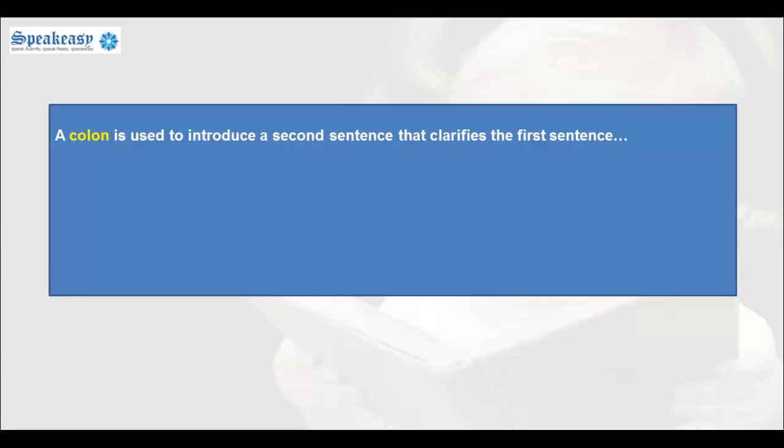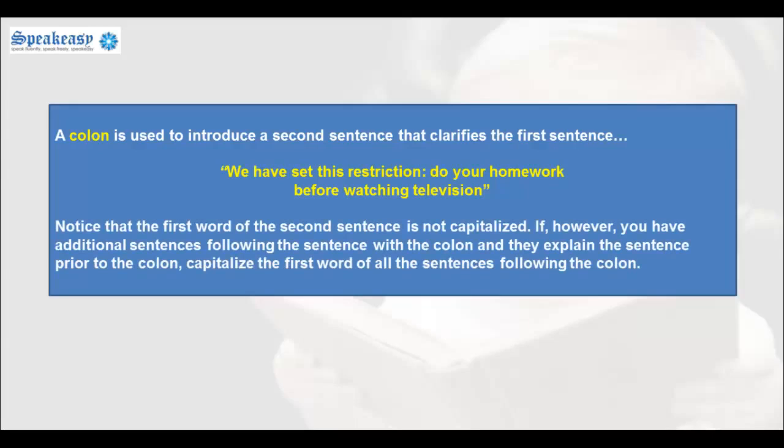A colon is used to introduce a second sentence that clarifies the first sentence. We have set this restriction: do your homework before watching television. Notice that the first word of the second sentence is not capitalized. If, however, you have additional sentences following the sentence with the colon and they explain the sentence prior to the colon, capitalize the first word of all the sentences following the colon.